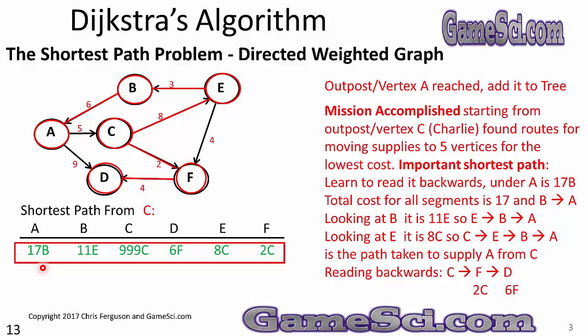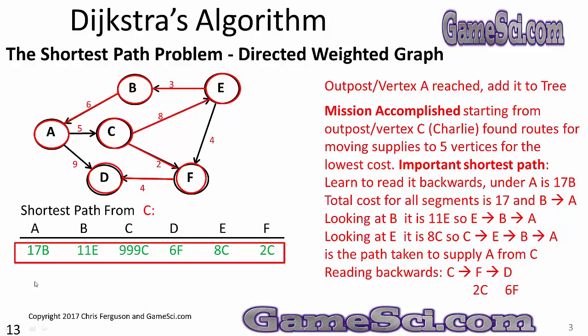How did we get to A? We took B to A. Looking at B, how did we get to B? There's an 11E under B, so we went from E to B to A. Looking at E, how did we get to E? There's an 8C listed under there. That tells us we went from C to E to B to A. That is the path taken to supply A from C.